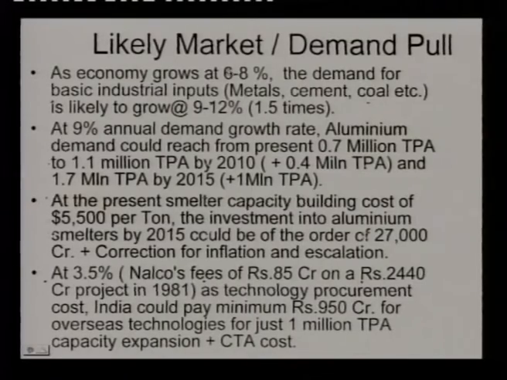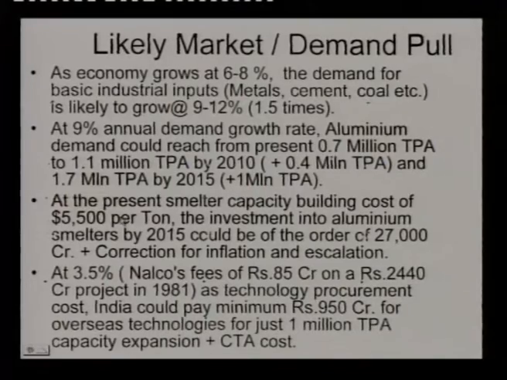Then the man from the industry has talked about market and demand pull, how the economy is growing and is likely to grow even faster in future. The aluminum demand we think can reach from the present 0.7 million tons to 1.1 million next year, 1.7 million tons by 2015. I am sure Mr. Pugajendi has addressed these issues also.